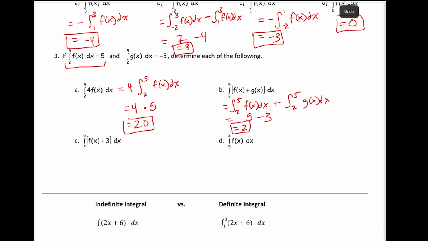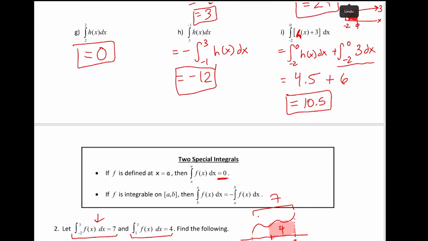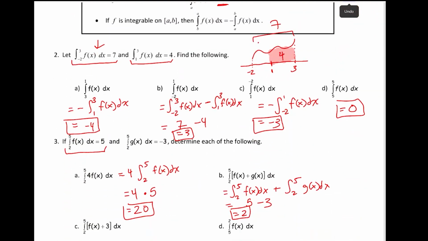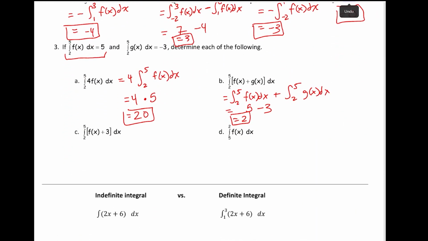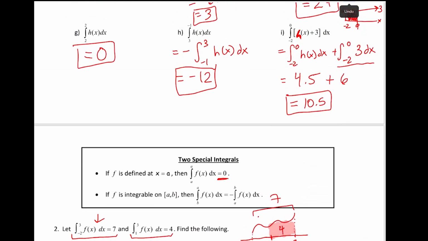The next one is very similar to what we did up here. So we're going to treat it the same way. We're going to split it up and say we want the integral from 2 to 5 of f of x dx plus the integral from 2 to 5 of 3 dx. Now to calculate that other one, it's not given. The first one's given, it's 5. But to get that other one, remember that we talked about this up here.